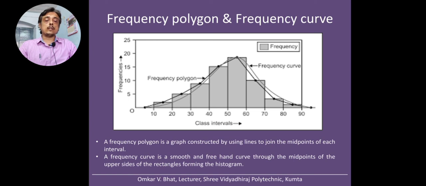See, while constructing frequency polygon, lines are used to join midpoints. Whereas to construct frequency curve, smooth line is used to join those midpoints. So it's a smoother curve. Usually a freehand curve it is. So it looks smoother. So this is about frequency polygon and frequency curve.